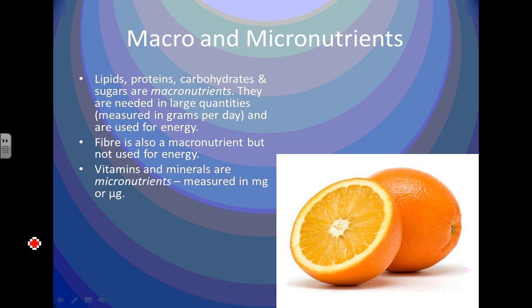Now, vitamins and minerals, but we're sort of going to ignore minerals. They're micronutrients, which means they're measured in small amounts. They're measured either in milligrams, which is a thousandth of a gram, or in micrograms, which are millionths of a gram. That's exactly what they are: millionths of a gram.